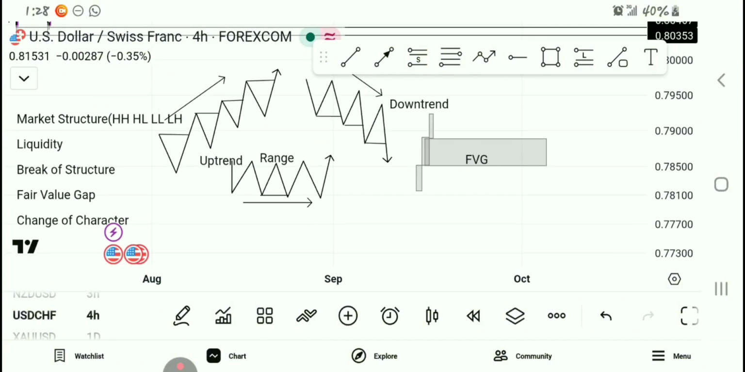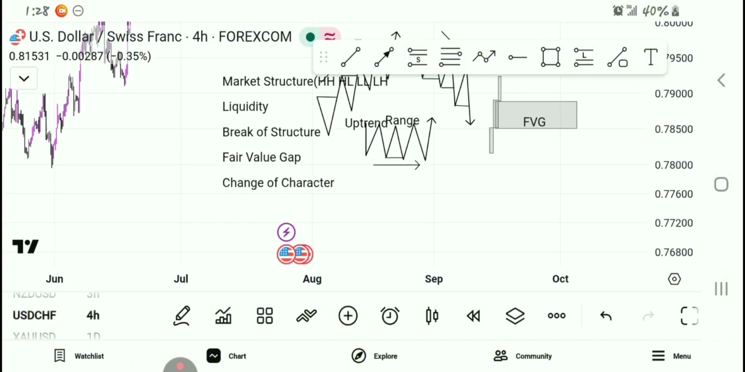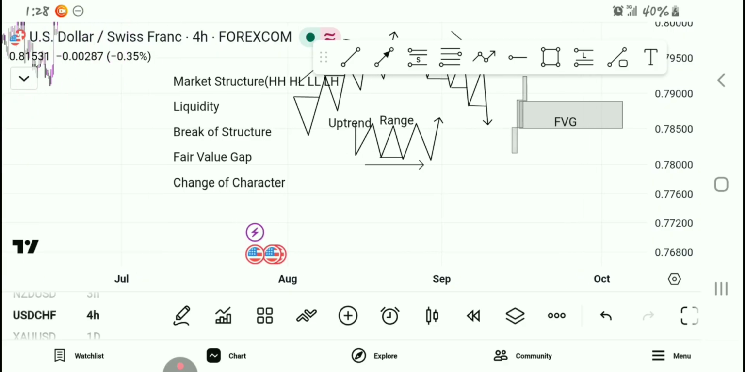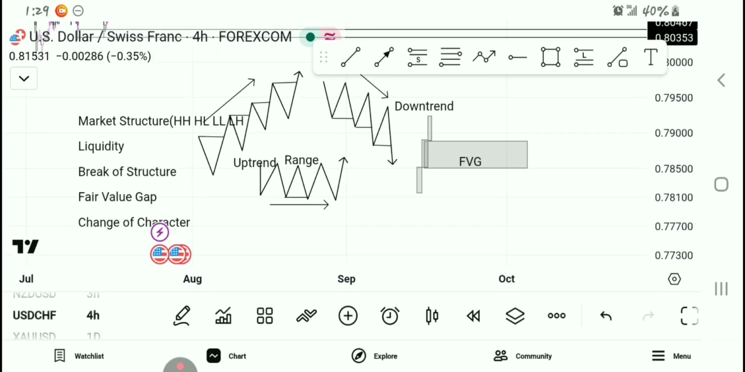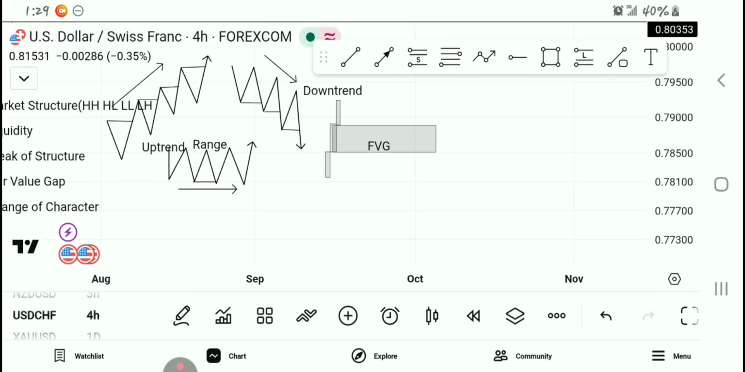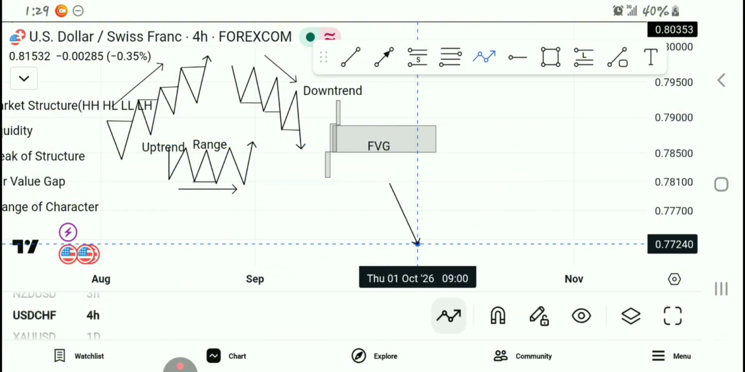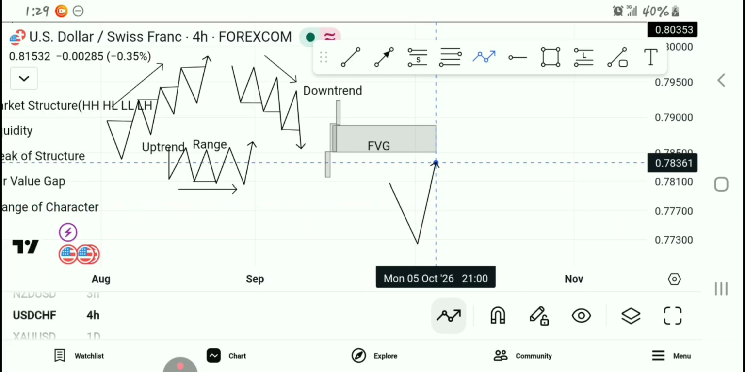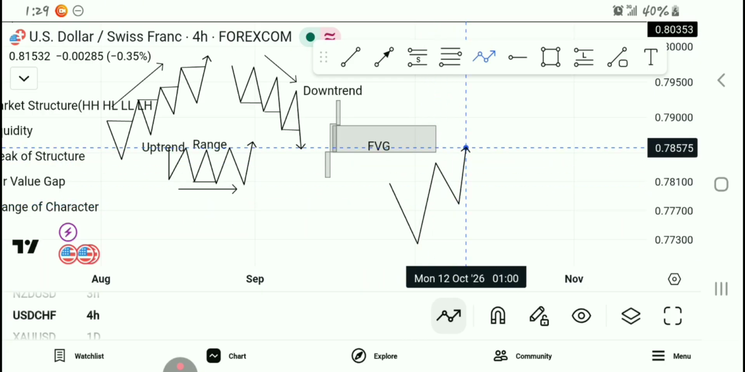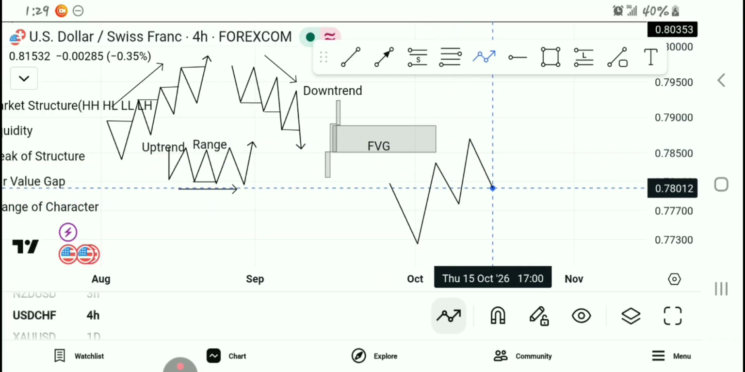Lastly, we have something that we call change of character. Change of character is the first BOS after a downtrend or an uptrend market. Let me explain using this chart now. As we said, this is an uptrend market, and this is an uptrend market going up.